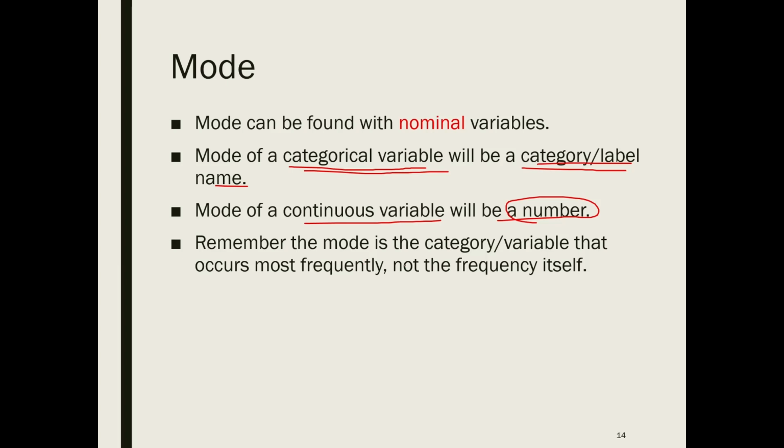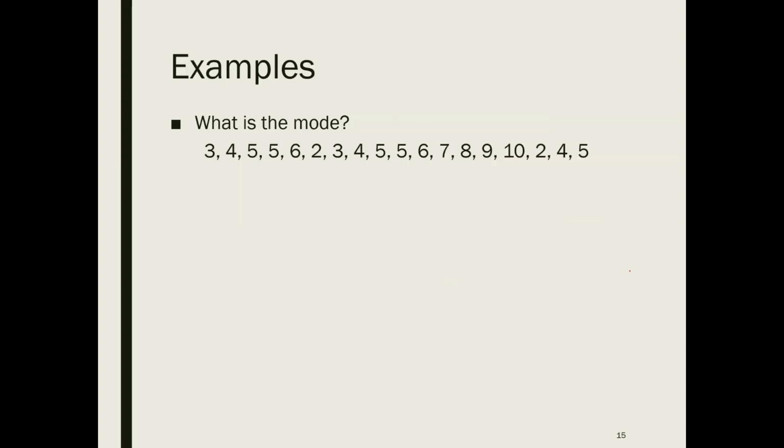Also, the mode is a categorical label name, not the frequency itself. Most of the time people get confused and put down the frequency, the counts, but for categorical variables it's really the name, not the frequency. You will see some examples in the following couple of slides. So the first example: what is the mode in this example? You can pause the video.